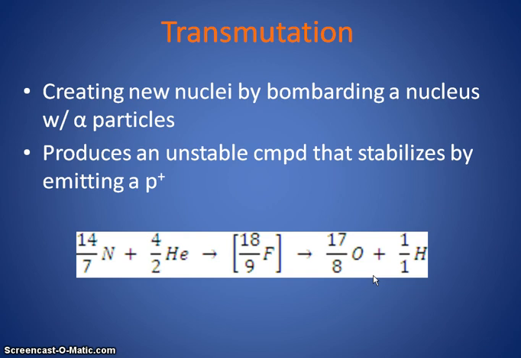So this is kind of a modern version of what alchemists were trying to do when they were trying to turn lead into gold. And very few alpha particles actually have enough kinetic energy to overcome nuclear repulsion, so it doesn't work with a whole lot of elements.